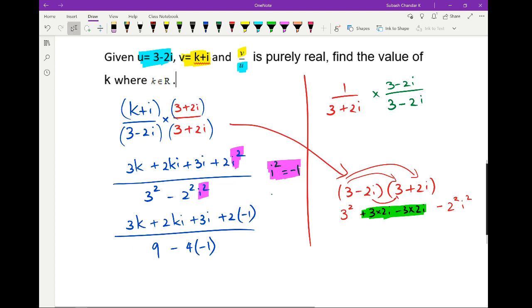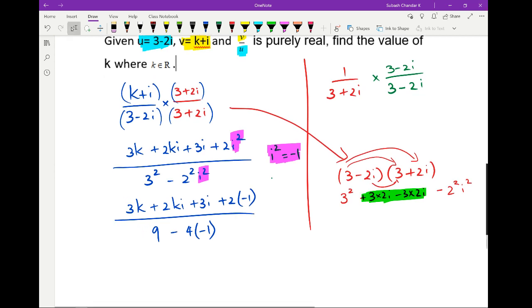Okay, so once we do this, we basically just start simplifying things. So we're going to get 3k minus 2. Now this minus 2 is actually from here, because 2 times negative 1 is minus 2. Plus 2ki plus 3i. And that whole thing is divided by 9 plus 4, which is equal to 13. You with me, Friction, so far?